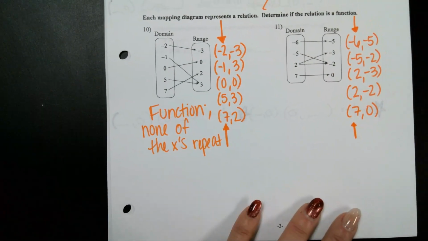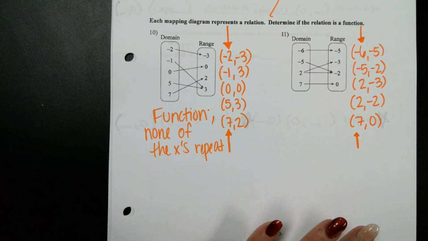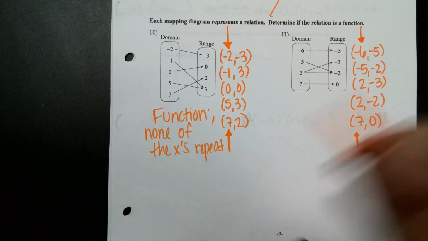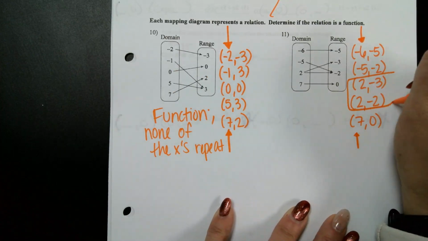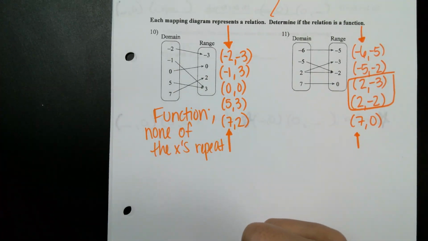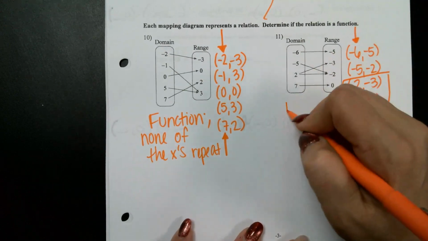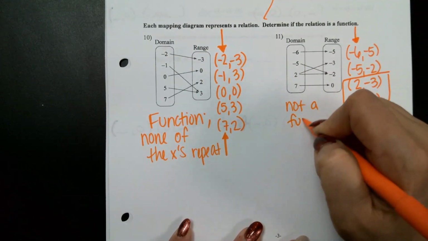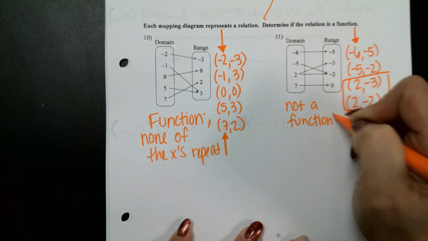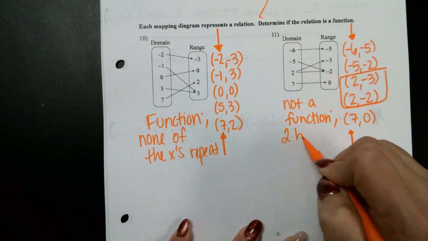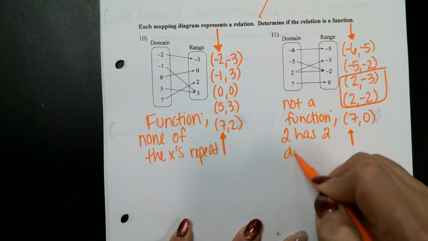Number 11. Okay, I see these two right here. Isn't that a problem? Those two? Not a function because of which number? 2 has two different outputs.